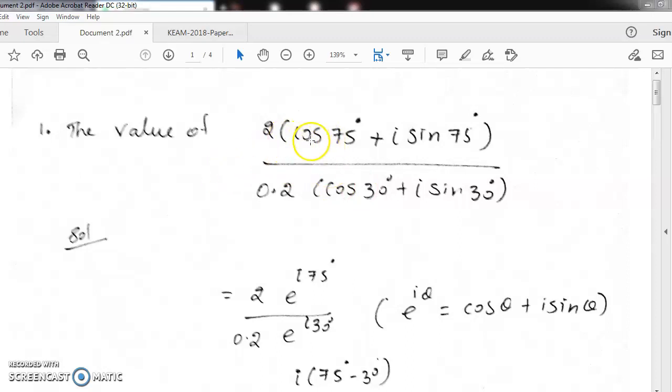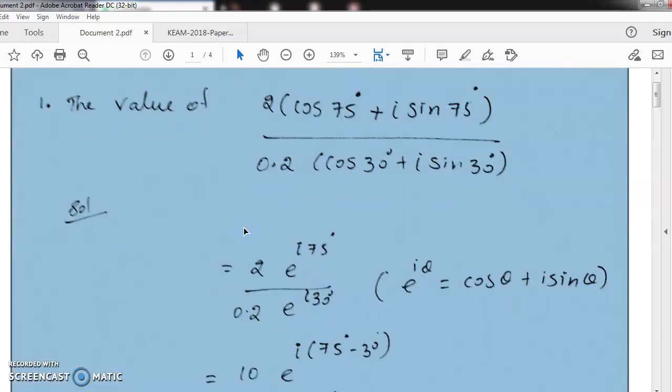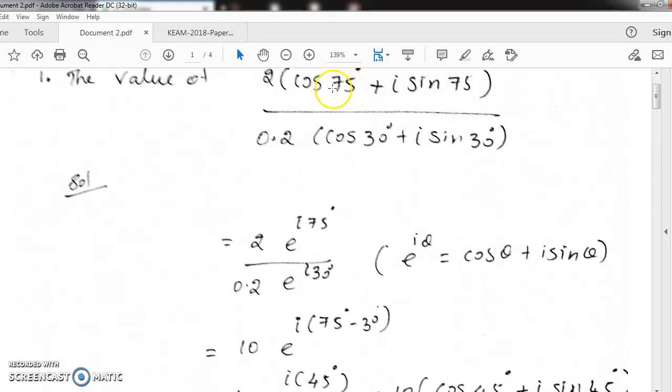Once the problem is given like this, you should keep one thing in your mind: it comes in the form of cos theta plus i sin theta. Therefore, you should write cos theta plus i sin theta as e raised to i theta. So you have to simplify this. As such, you cannot simplify it.